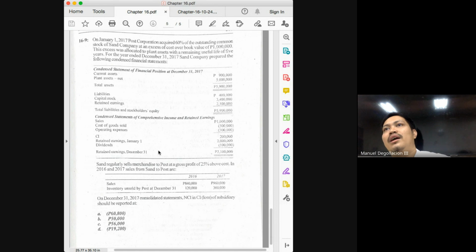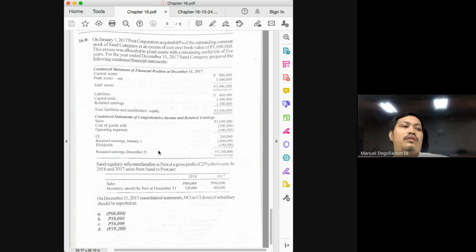And here, all you need to do, class, is to multiply the NCI percentage, or the non-controlling interest, with the adjusted income of the subsidiary. In the previous problems, we had to compute for the consolidated income, wherein we needed the income of the parent from its own operations and the adjusted income of the subsidiary. Here, we can focus entirely on the adjusted income of the subsidiary because the question simply asks for the share of the NCI in the income of the subsidiary.